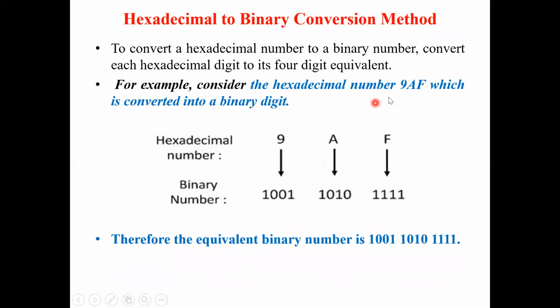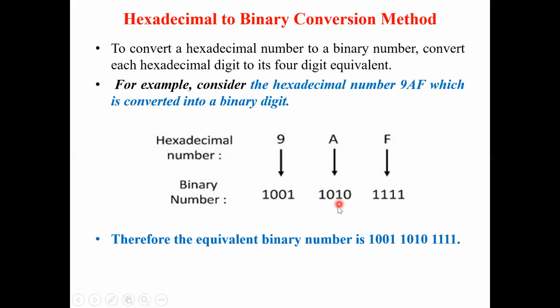So suppose I give you a hexadecimal number 9AF, and that I want to convert it into a binary number. Binary is all in terms of ones and zeros. So you write this 9AF separately. Now what is F from that table? It is 1, 1, 1, 1. A is 10, so that is 1, 0, 1, 0.